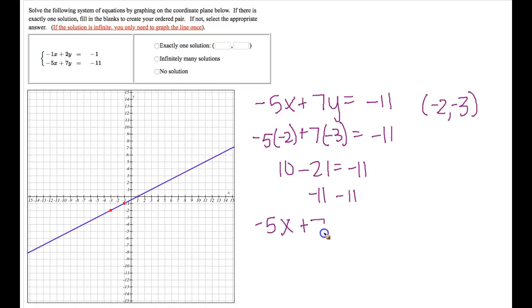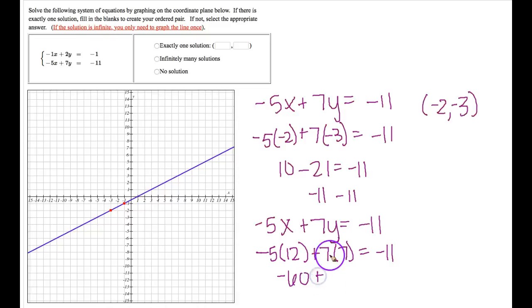Negative 5x plus 7y equals negative 11. So here, what if I made, let's see, this a 12? This would give me a negative 60, and here I can make this a, let's see, a 7. If this was 12, this is going to mean negative 60 plus 49 equals negative 11. Let me just double check. Negative 60, 49. If I subtract these, it would work.